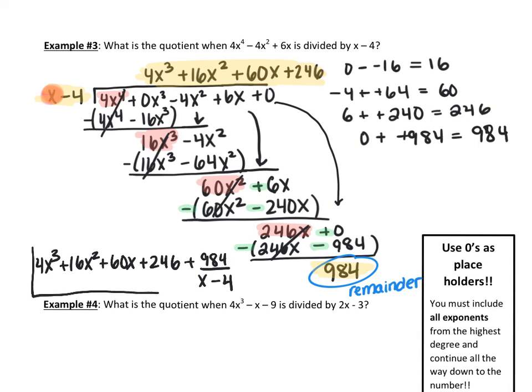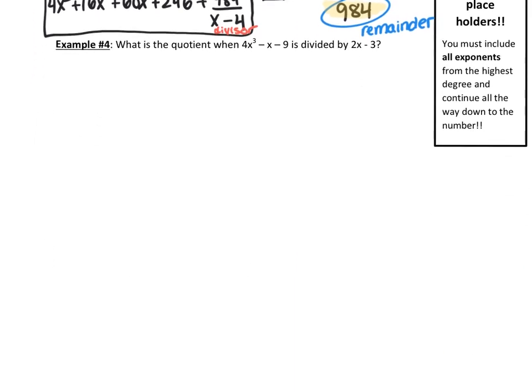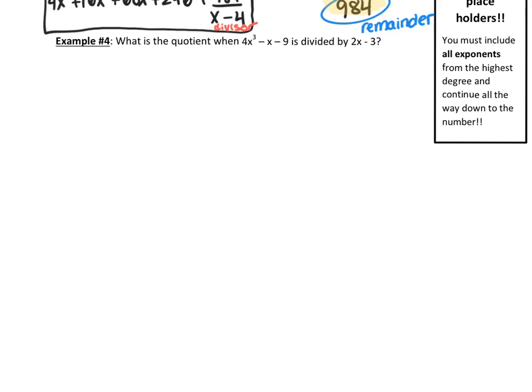So this is how we would write our answer. Now remember, this is my remainder, x minus 4 is my divisor. And we write it as that mixed number, so it's this plus this over that, which is the same thing as saying a mixed number. So that's the way that we always need to write it, with the remainder on top and the divisor on the bottom. And the quotient being that right here. So I'd like you now to try example number 4 on your own, and then hit resume when you're ready for the answer.